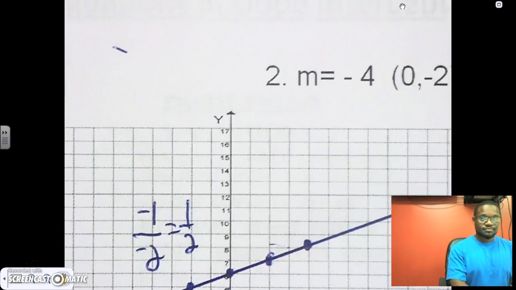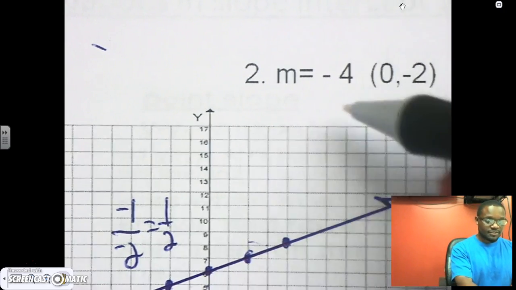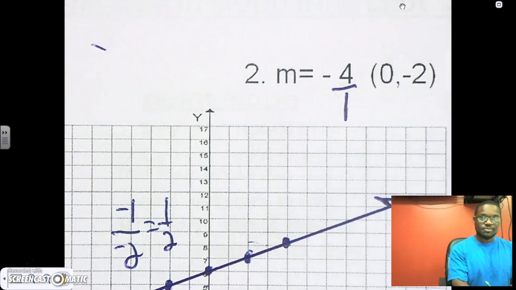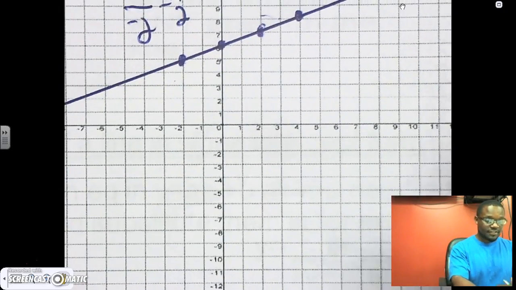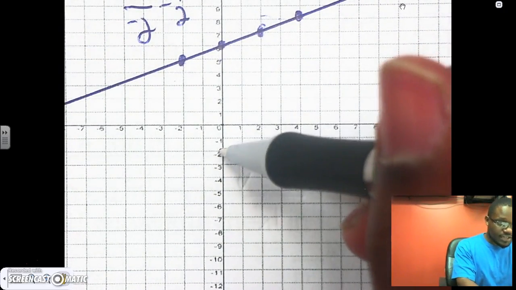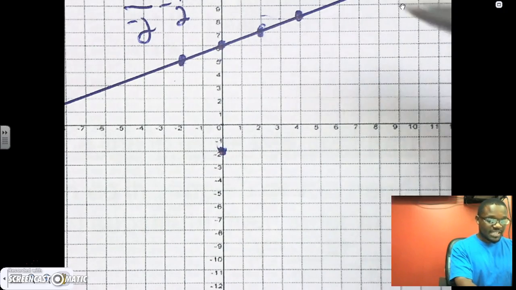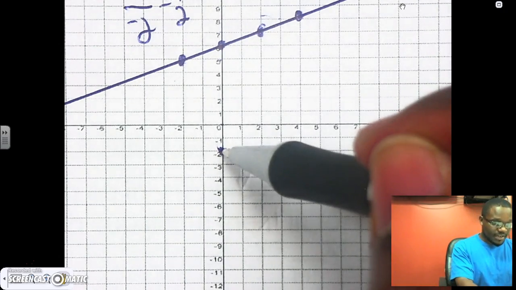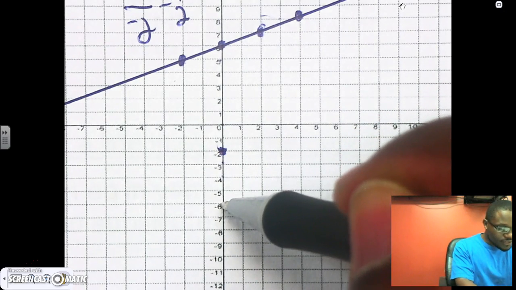The next one is the slope is -4 and the point is (0,-2). Remember, whenever we have a whole number slope, we put it over 1. But the first thing we do is put the point on the graph. So I'm going to put (0,-2) on the graph. (0,-2) is this point right here. And my slope is -4 over 1. So starting from here, I count down 1, 2, 3, 4, and to the right 1.